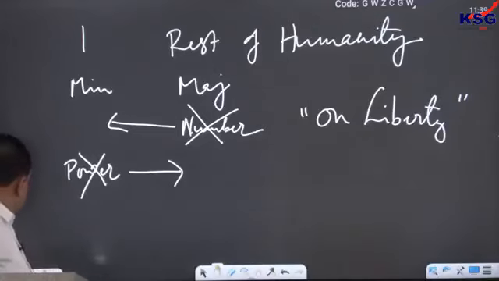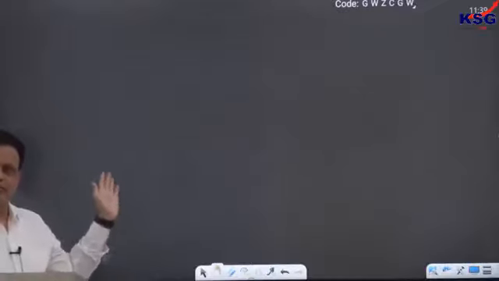So we will talk about some important benefits. There can be some question on these points also, that what is the benefit of liberty? Why should we have liberty in the society? So we can use these points along with the examples that we are going to talk about. So let's talk about some of the important benefits of liberty.